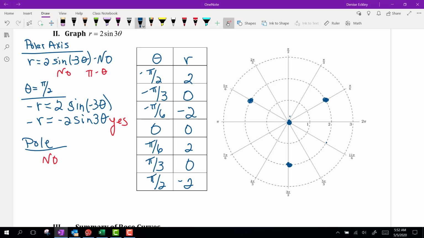Okay, so this looks like this. So we start at the bottom. We're traveling in the positive direction up to 0. And then we come over here. We go back to 0. And then we come out here. And then back to 0. And the only part we're missing is this part. So we have 3 petals. So this is a rose curve with 3 petals.